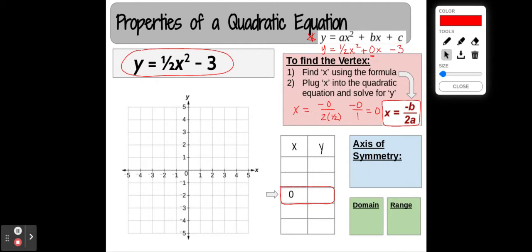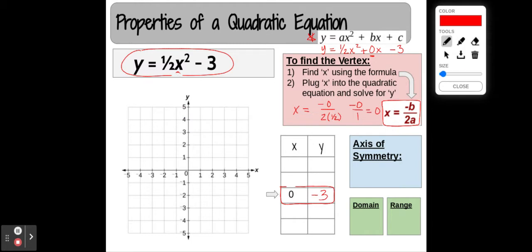Now, how are we going to find the y coordinate of the vertex? Well, you're going to take the 0 and you're going to plug it into the quadratic function right here in place of x, and you're going to evaluate for y. So what is 1/2 times 0 squared minus 3? And well, that's going to be negative 3. So I'm just going to erase what I did here.